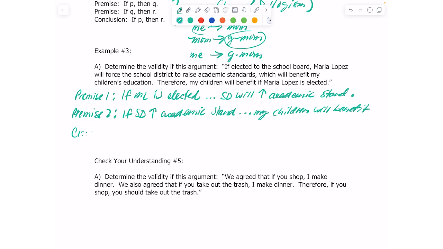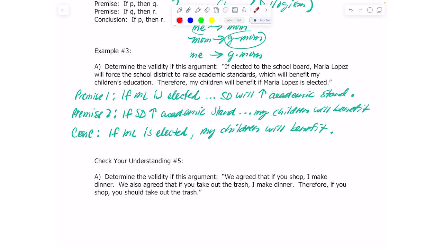And then what would be the conclusion? Therefore, so that's where my conclusion is, the children will benefit if Maria Lopez is elected. So if Maria Lopez is elected, my children will benefit.